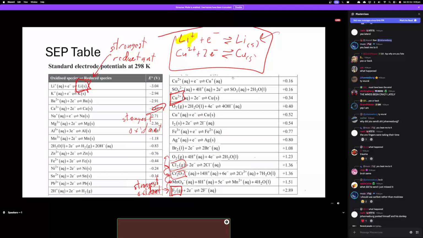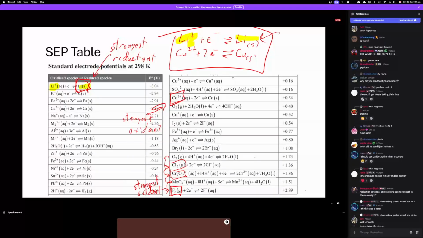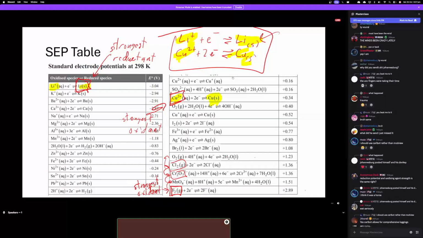So we have lithium and copper. If you look at these species, this one is the strongest reductant. It's in the furthest top right. This is the strongest oxidant. It's in the furthest bottom left.